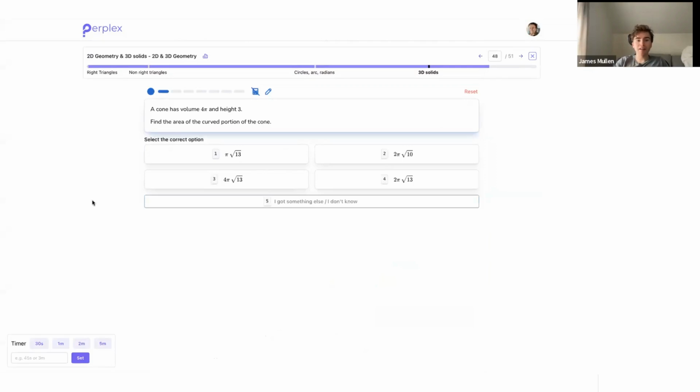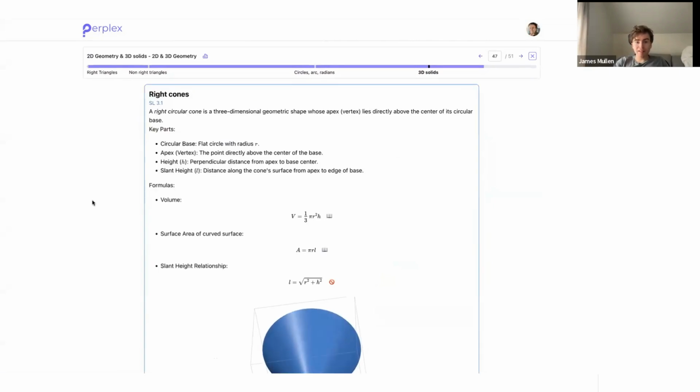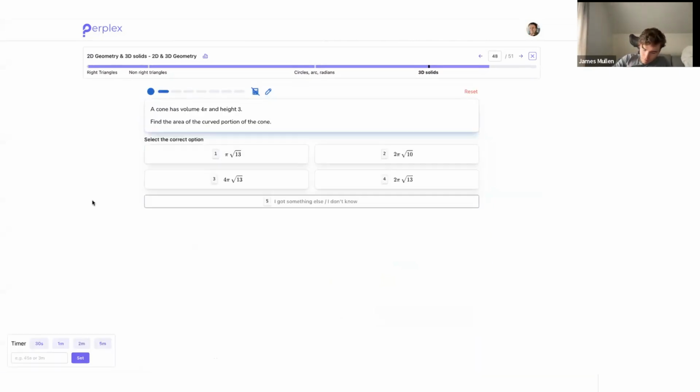Okay. A cone has a volume of 4 pi and a height of 3. And we want to find the area of the curved portion of the cone. And let's remember the formula that I have. Area is equal to pi RL, and volume is 1/3 pi r squared h. Okay, so the volume is 4 pi, which is 1/3 pi r squared times the height, which is 3. So in other words, 4 pi is equal to pi r squared, which means that r is equal to the square root of 4, which is 2. If I cancel the pi's on both sides, r is equal to 2.